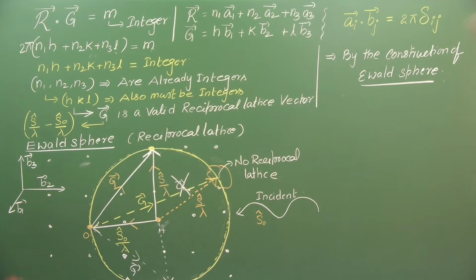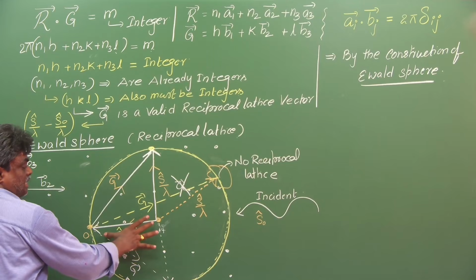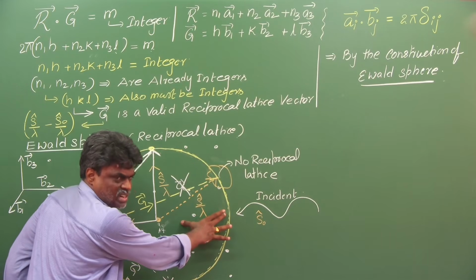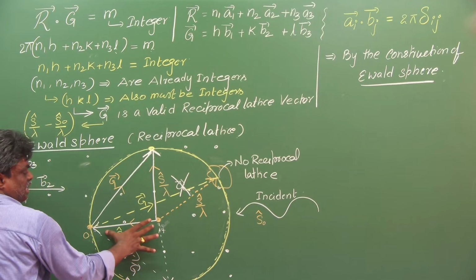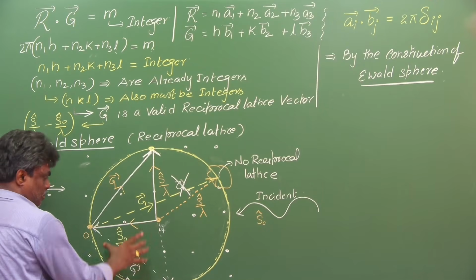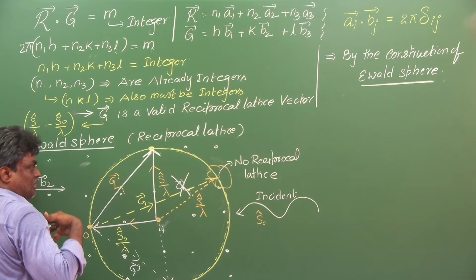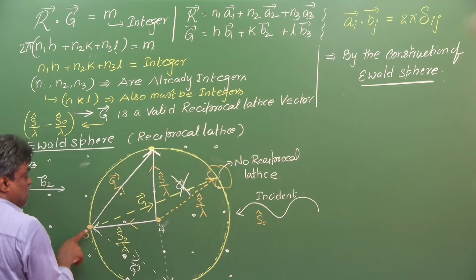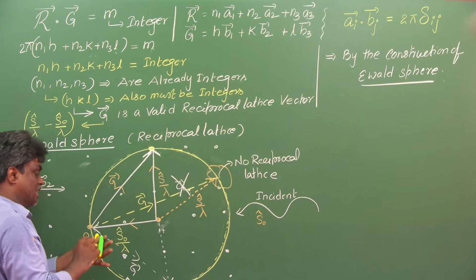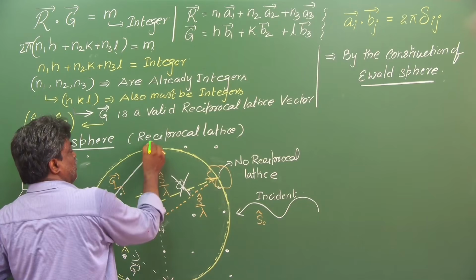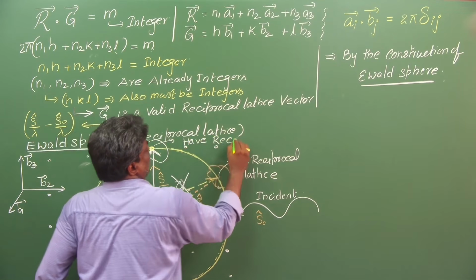So once again, this is the Ewald sphere, and these are the reciprocal lattice points I have taken. This is OA, the incident vector. Anywhere you can take it, it's not an issue, because I am taking a sphere. Now I am checking whether I am getting a diffraction or reflection in this direction. I take a vector and join it. Then definitely G bar must be a valid reciprocal lattice vector. This is possible only when here we have a reciprocal lattice point.